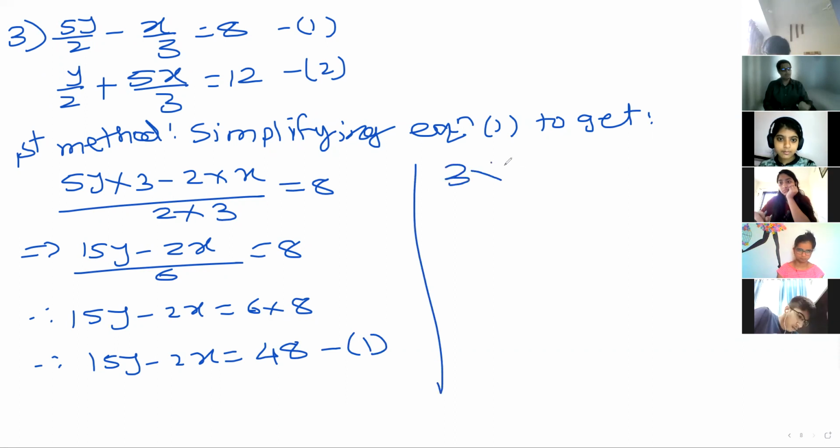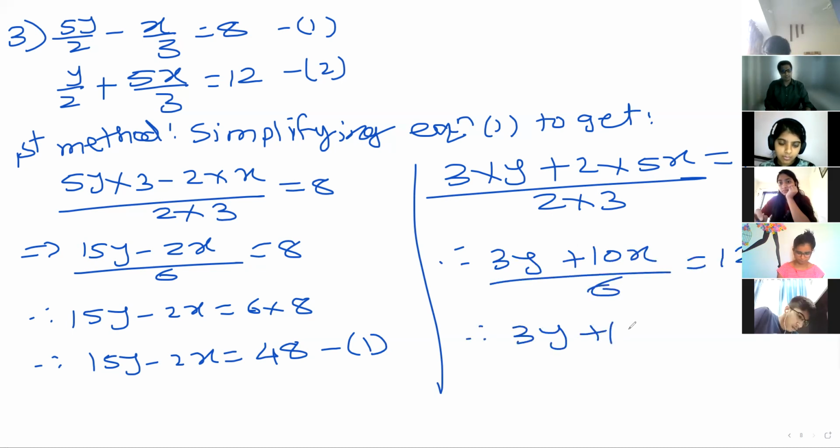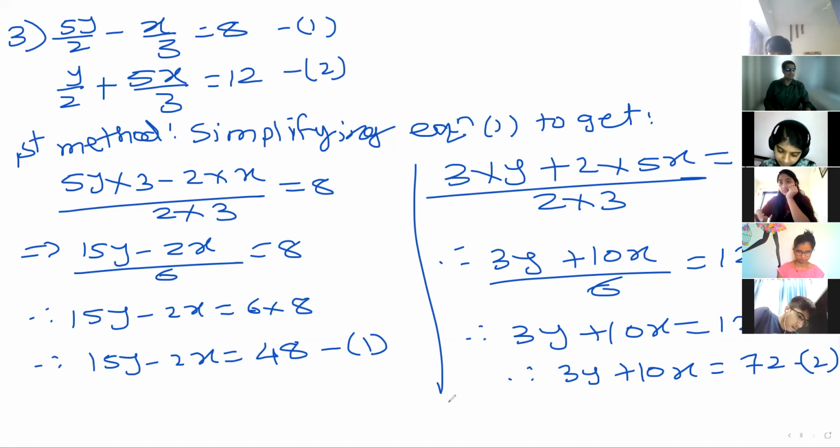Similarly, you will say 3 into y plus 2 into 5x upon 2 into 3 is equal to 12. So you get 3y plus 10x upon 6 is equal to 12. So you get 3y plus 10x is equal to 12 into 6. So you get 3y plus 10x is equal to 72. This is equation 2. Now you tell me what to be multiplied to get the proper answer.